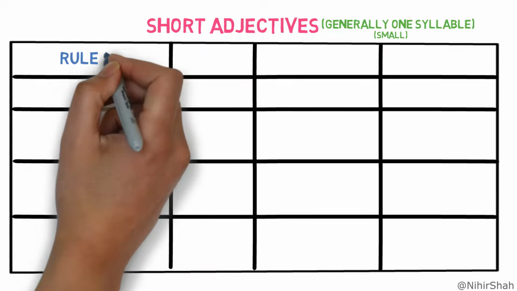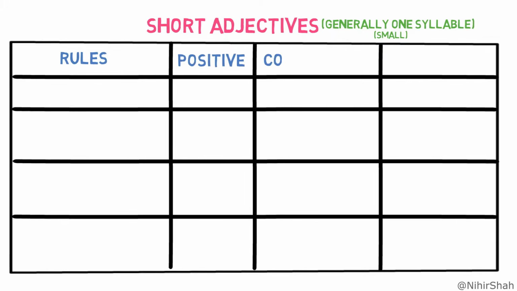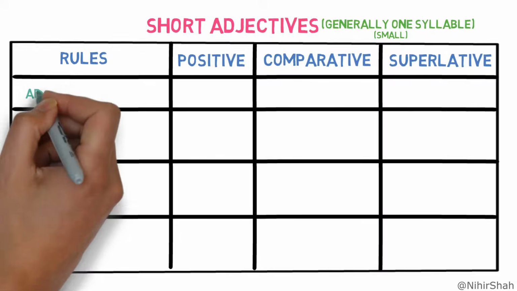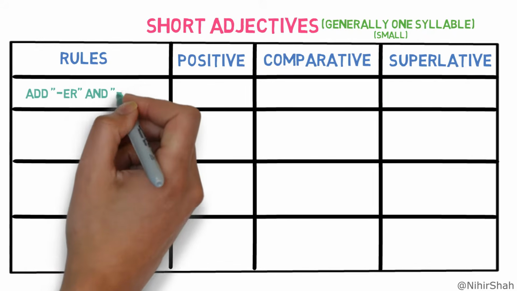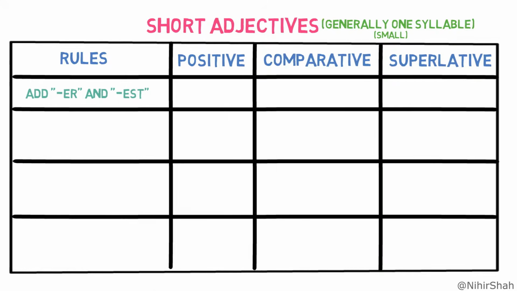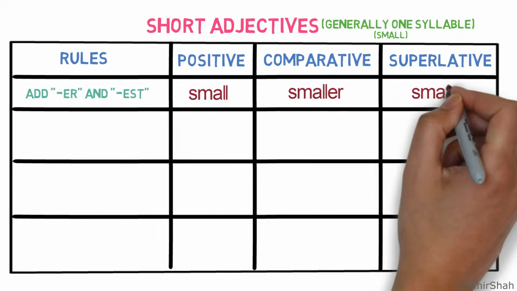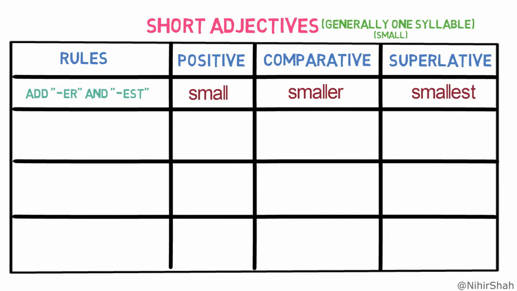So, what are short adjectives? These adjectives usually have only one syllable or one sound in a word. For example, small. Now we will be learning how to convert a positive degree into a comparative and superlative degree when it comes to short adjectives. The most common rule for converting short adjectives from positive degree to comparative and superlative degrees is by adding the suffix er and est respectively. For example, small, smaller, smallest. However, there are a few exceptions.